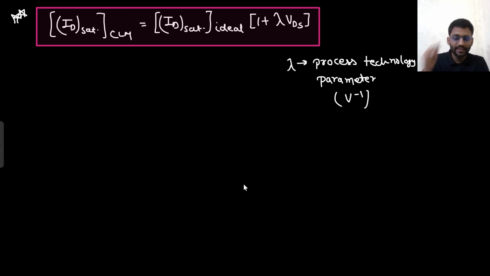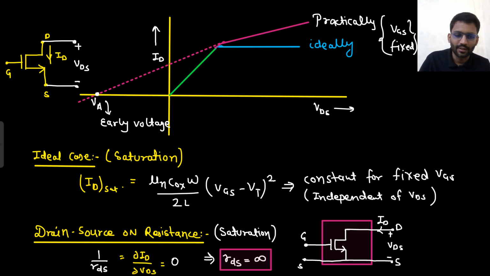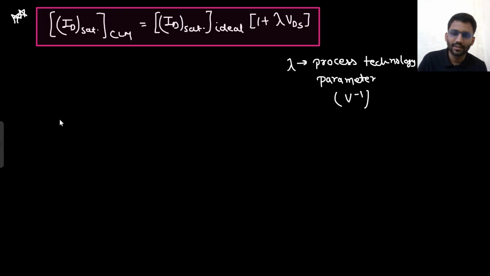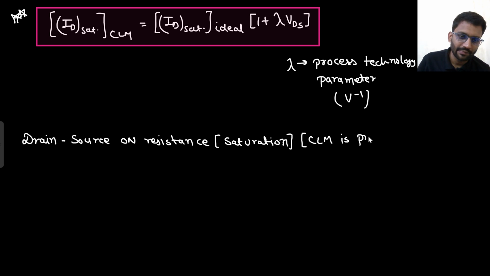Understood? Now there is a term called early voltage, we will go to it later on, but first let's check this drain to source on resistance for saturation region. One more condition is there, channel length modulation is present. Now the channel length modulation is present.